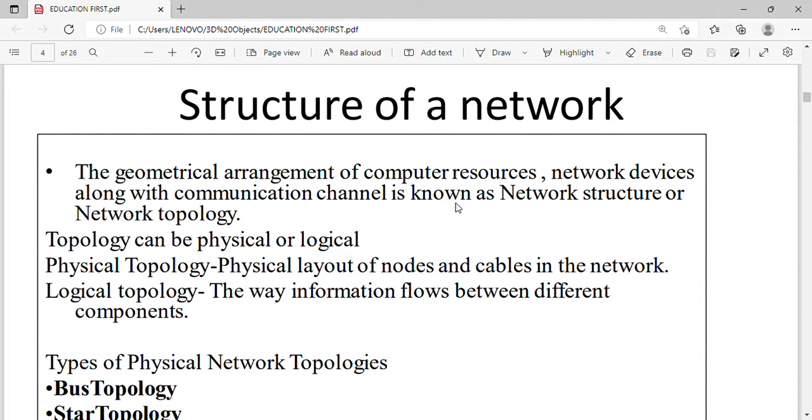Hello everyone. In this video, we are going to study networking topologies, which every year in board examinations come for 4 marks. So let's begin our studies.